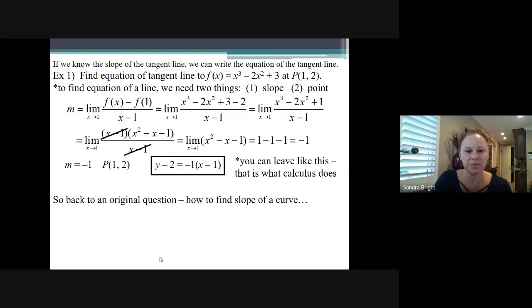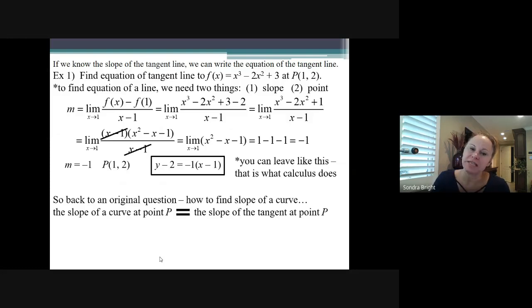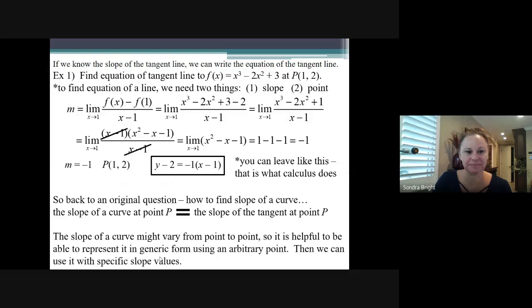All right, so back to an original question. How to find the slope of a curve. It turns out that the slope of a curve at a point P is equal to the slope of the tangent line at that same point. And so the slope of a curve might vary from point to point. In fact, it usually does. So it's helpful to be able to represent it in a generic form using an arbitrary point, and then we can use it to find specific slope values.